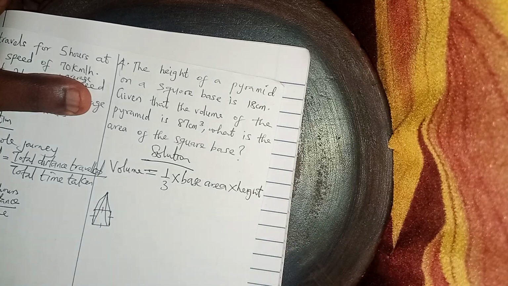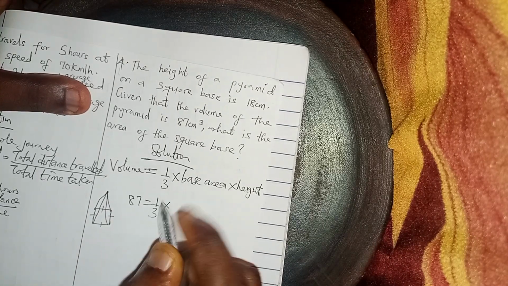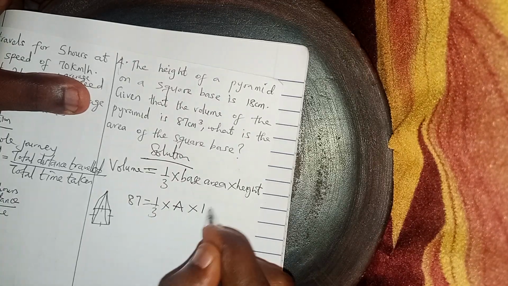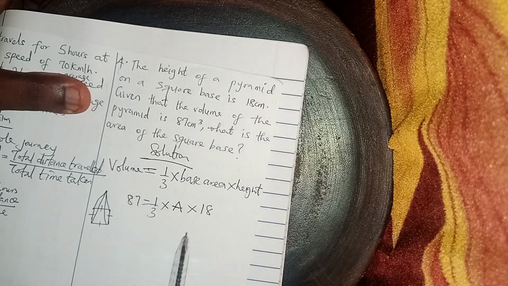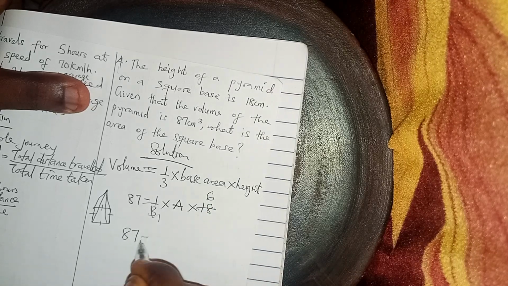Let me substitute what we have. The volume is given as 87 equals 1 over 3 times the base area. Let me use A to represent that. The base times the height. The height is 8. So we have to find the area of the square base, so we have to find A. Here I can say 3 here 1, 3 here 6. So you have 87 equals 6 times 8 times 1, which gives me 6A.